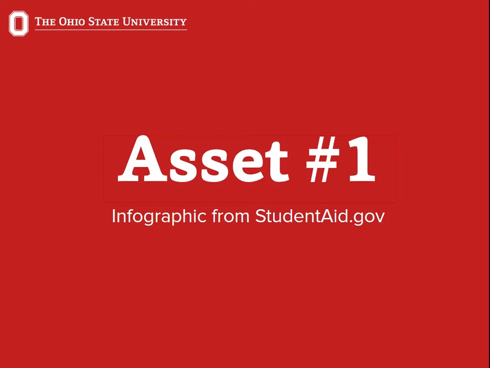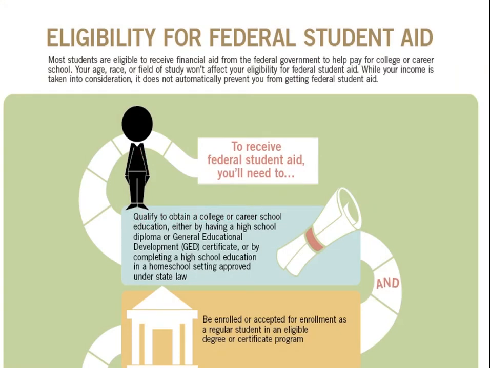So, asset number one. This is an infographic covering basic student aid eligibility. It's from studentaid.gov. It's a federal website that serves as an educational platform about all things financial aid. It's also a portal for current and former college students to log in and view their loan balances or complete any online paperwork. So I'm going to show you the entire asset over these next few slides via screenshot.